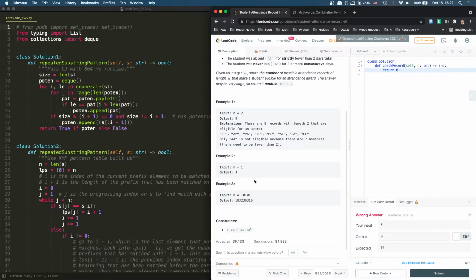I'm pretty sure I think Python has factorial. Hold on, I'll be back. This is not working.